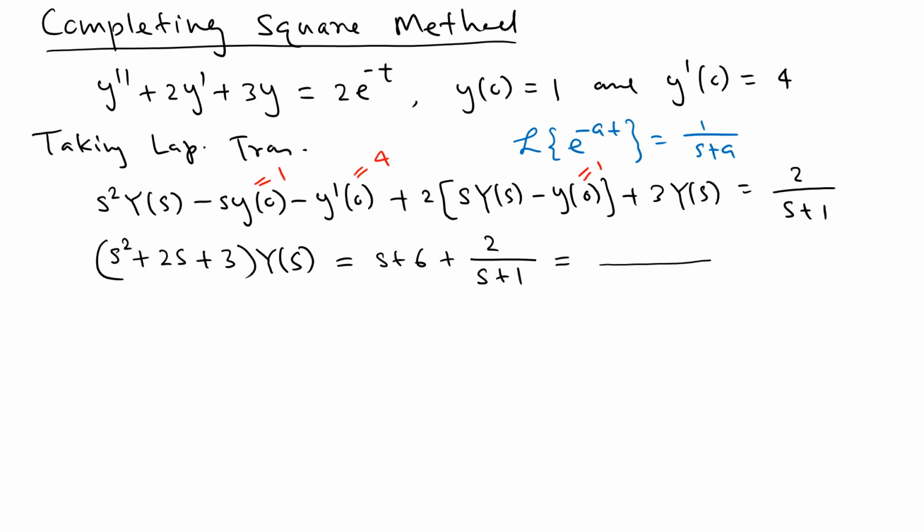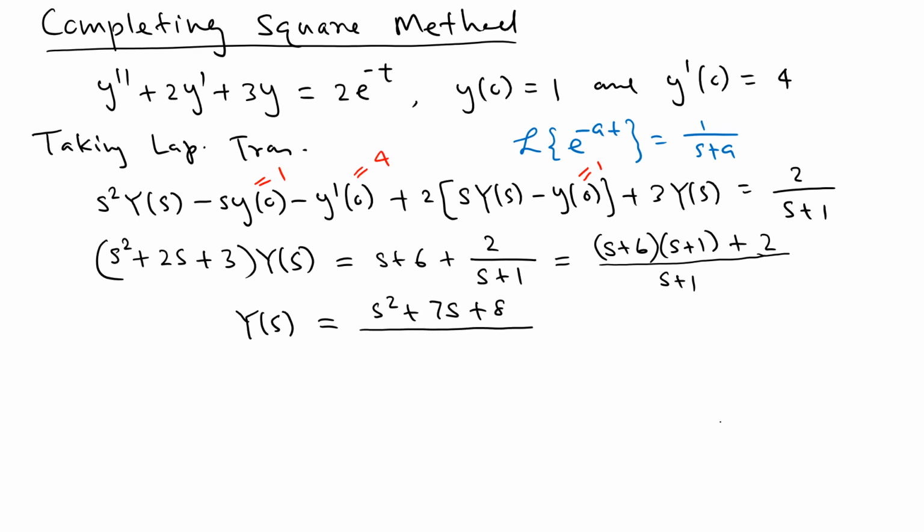Now what we normally do is combine all of them into one. So if you do that, just take the common denominator. Then we have s plus 6 times s plus 1, plus 2. You can simplify the top. So then you finally get Y(s) equal s squared plus 7s plus 8 divided by s plus 1 from here, and then we have s squared plus 2s plus 3. And you can see that you cannot factor this into linear factors, so we can leave it like that.